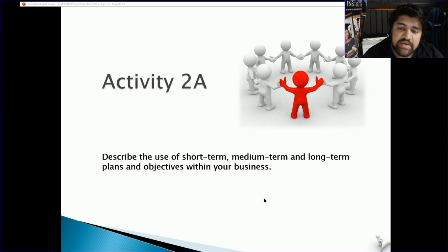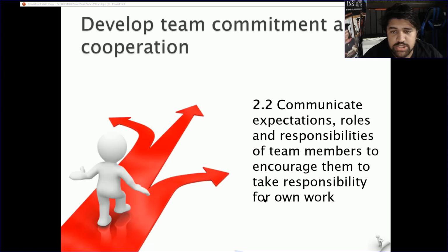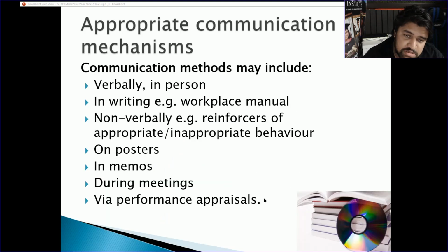Okay, so now that you're back, let's move on to 2.2. Communicate expectations, roles and responsibilities of team members to encourage them to take responsibility for their own work. Very self-explanatory. Make sure everybody knows their role and that they're committed to achieving that role, and explain what they need to do, and if they can do it, that they agree that these are their responsibilities, and you can move forward with them knowing that they know what is expected of them to do.